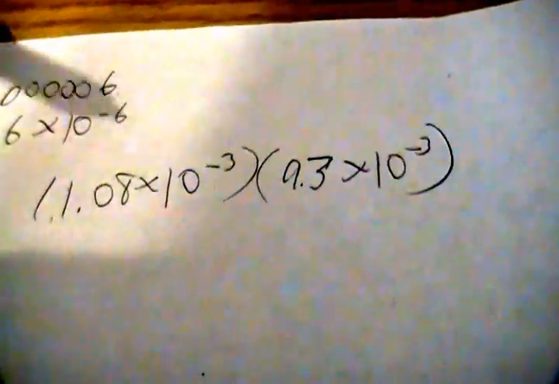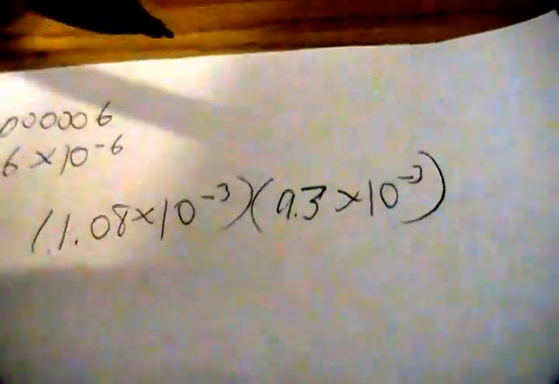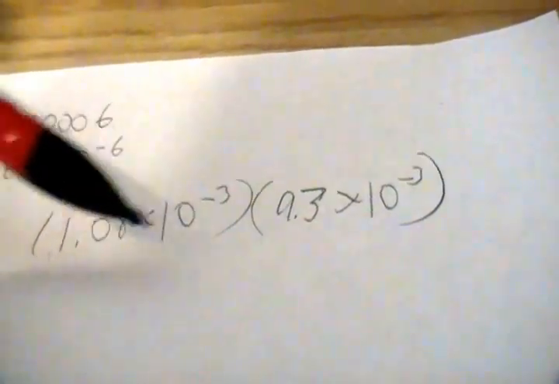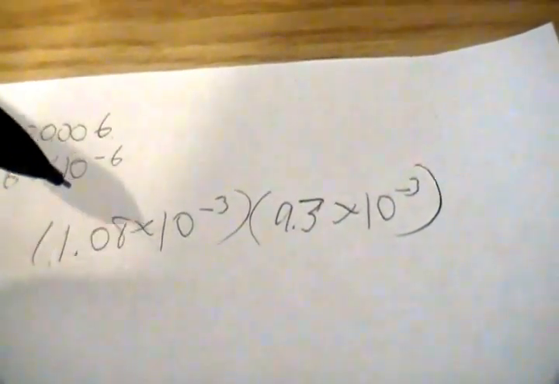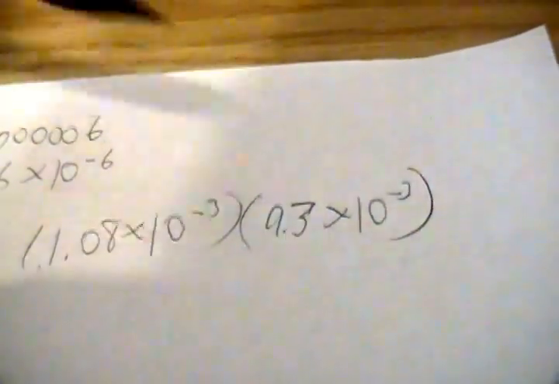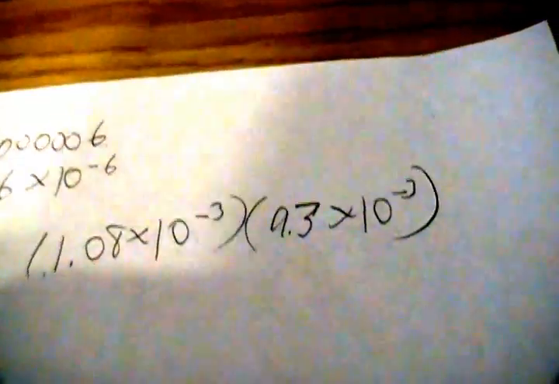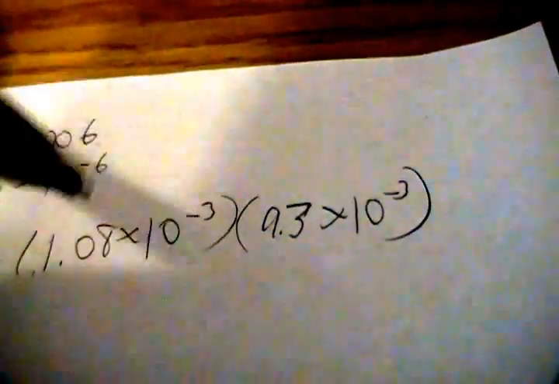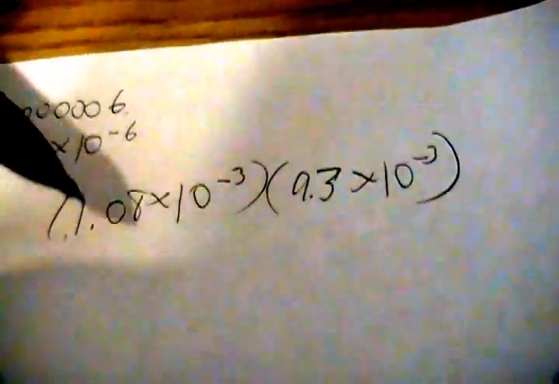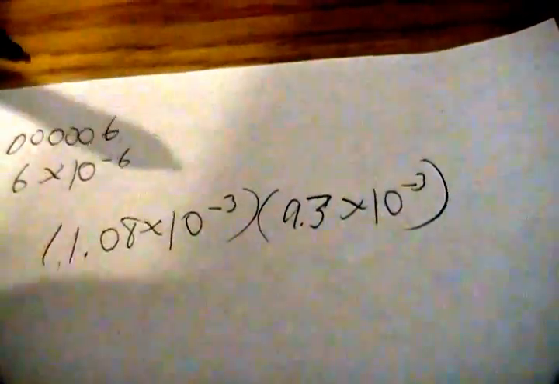Okay, so now what we're going to do is start doing some applications, some operations with scientific notation. What this is going to involve is stuff like properties of exponents and such. Okay, so the way it works is like this.